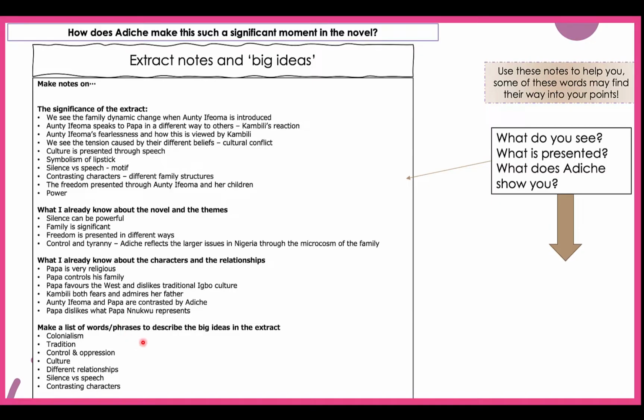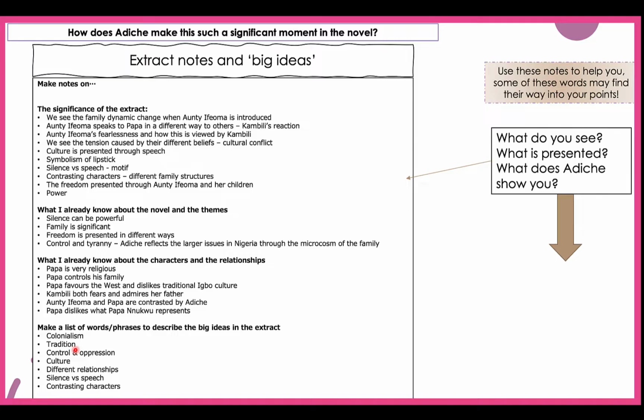And just to make a list of words and phrases that describe what I feel that I'm seeing in this extract. And again, these are things that you could just pull right into your essay. All of these are really important because it is very easy to forget as you're writing your essay. So if you've got all of these words and phrases, then you can easily just embed them throughout your essay.